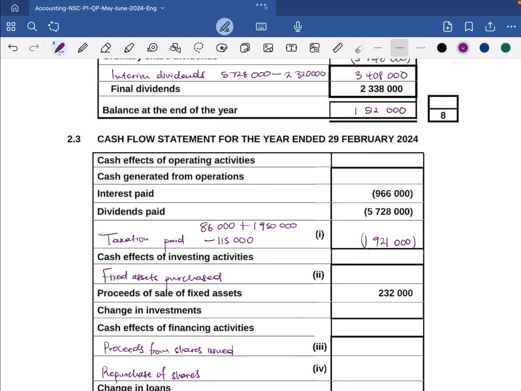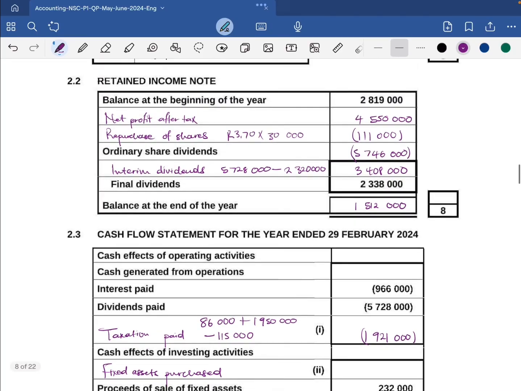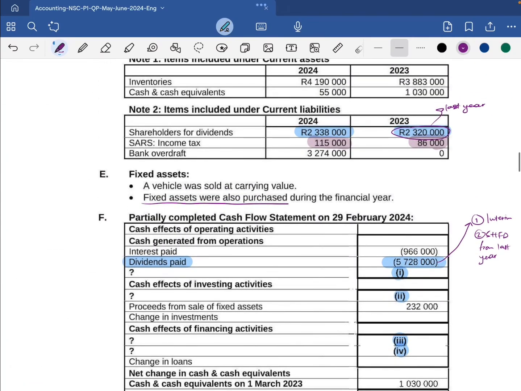And then when we look at our fixed assets that were purchased, we are guided by information E. Here we have fixed assets that were purchased. We are also told that a vehicle was sold at carrying value. So we would need to figure out the carrying value of this vehicle so that we remove it, because that is the proceeds we would have received from this vehicle. Then we can determine the fixed assets that were purchased during the financial year.